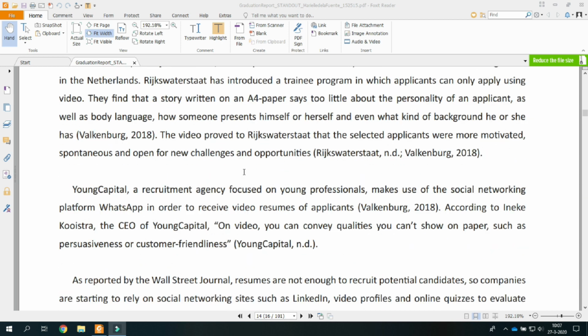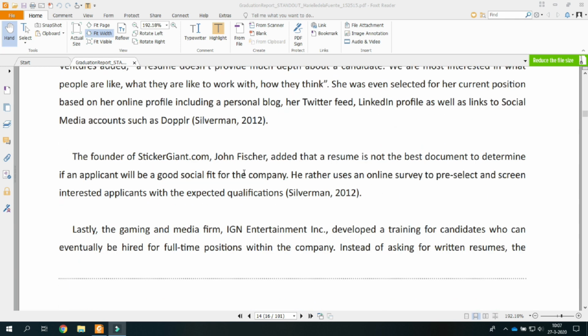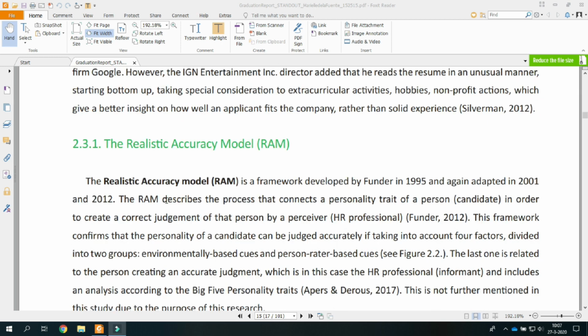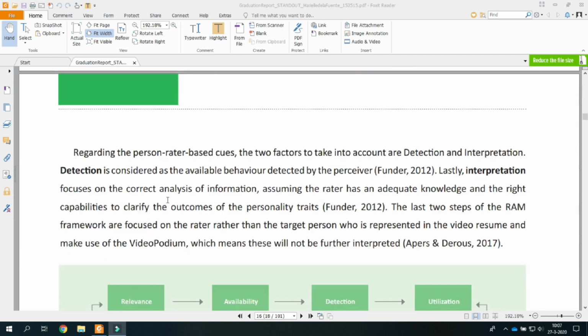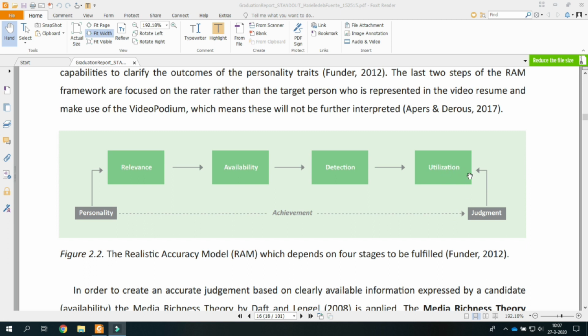She comes with some examples from literature, of course, and continues. She comes with a second model here. So relevance, availability, detection, utilization. This model shows us how the steps are taken for video podium. So it should be relevant, it should be available, it should be detected, and it should be usable.